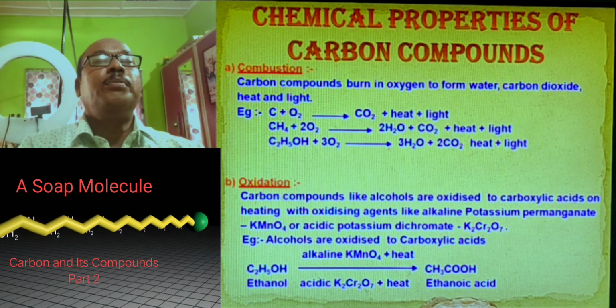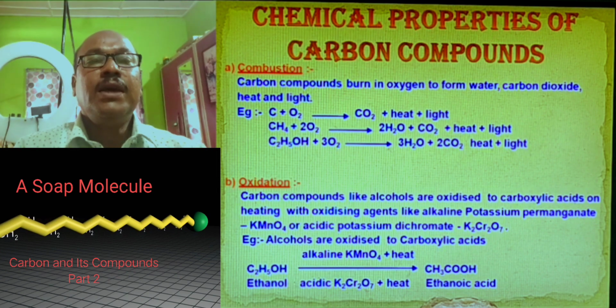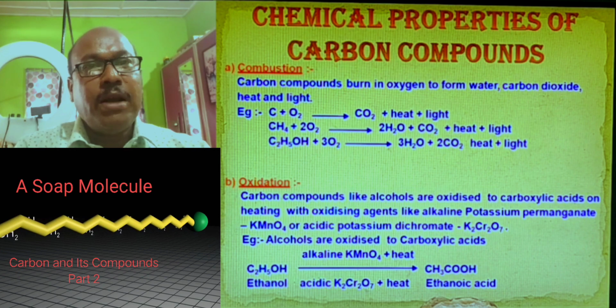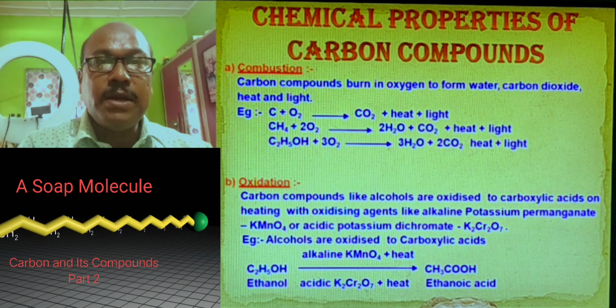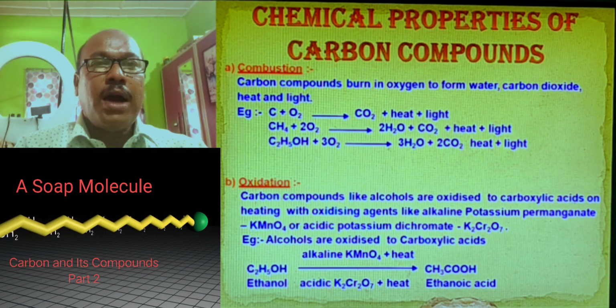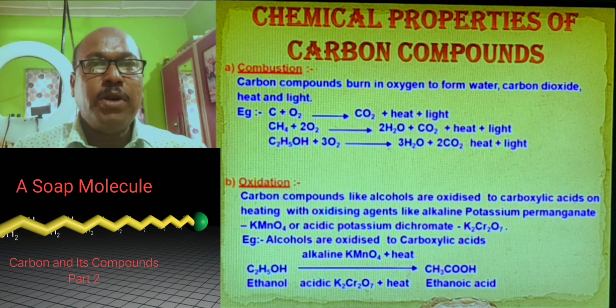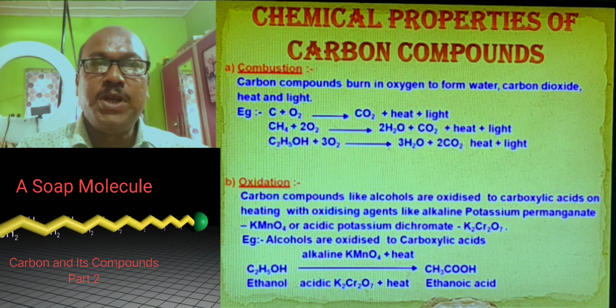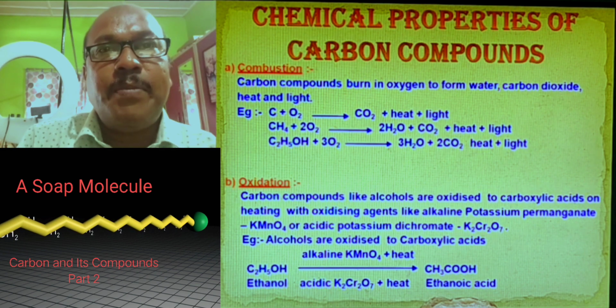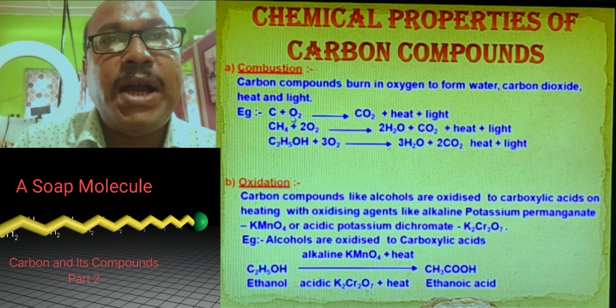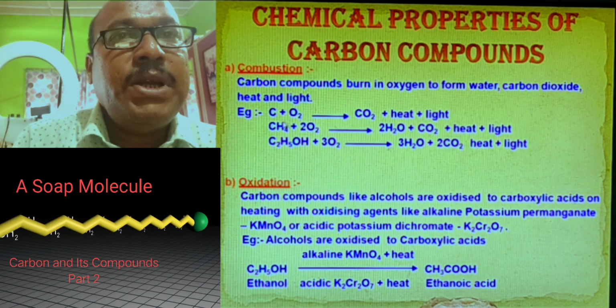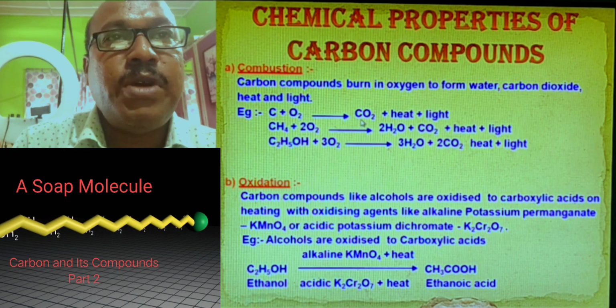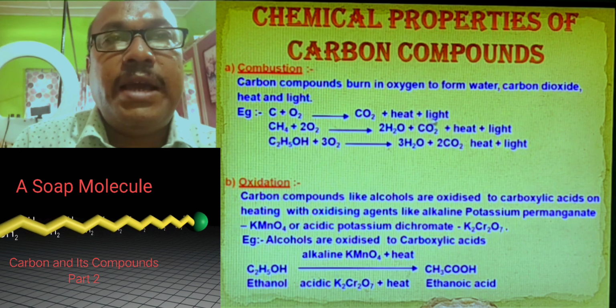Coming to discuss the chemical properties of carbon compounds. Carbon compounds exhibit very interesting chemical properties, and the first property is combustion. Combustion means burning. All carbon compounds can be burned. They can be burnt in the presence of oxygen. When carbon compounds are burnt in oxygen, they will produce water, and apart from water, they will always produce carbon dioxide gas, heat and light. For example, carbon is combining with oxygen in the presence of heat, meaning carbon will burn in oxygen and will produce carbon dioxide, heat and light.